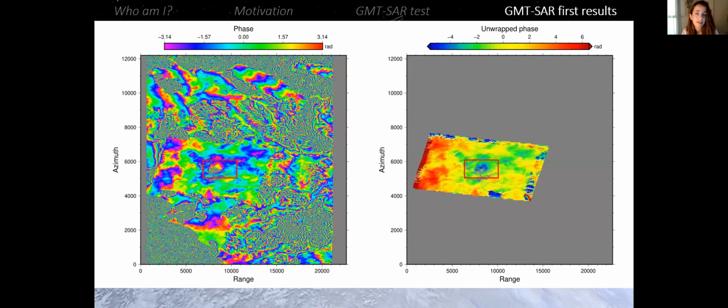It's kind of what I was expecting, because with the last study I did with the other approach, I got a rate of 1.5 centimeter per year. So that's pretty good. And this is the unwrapped phase.